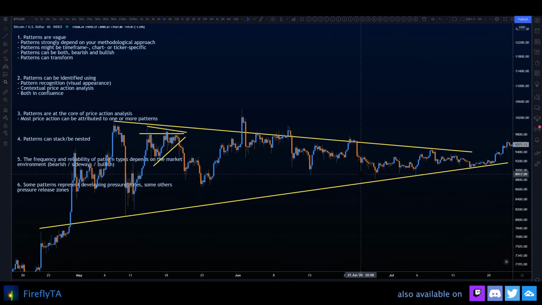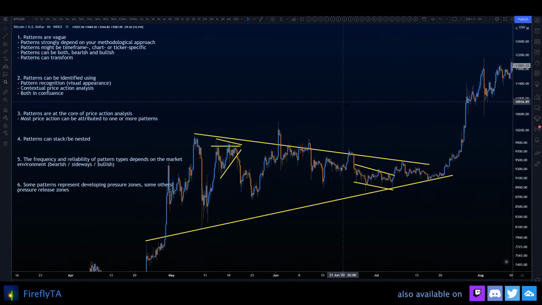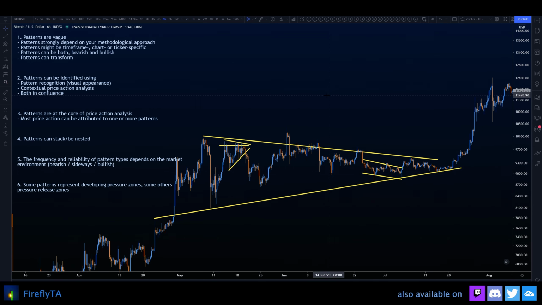Let me see if I find a different example. For example, here you got some kind of channel structure. You have this channel structure here. So you can look at patterns from all these perspectives and dissect price action very precisely by looking for patterns.